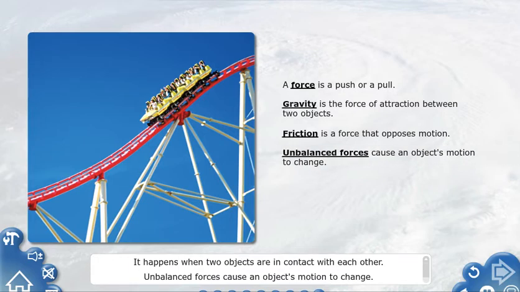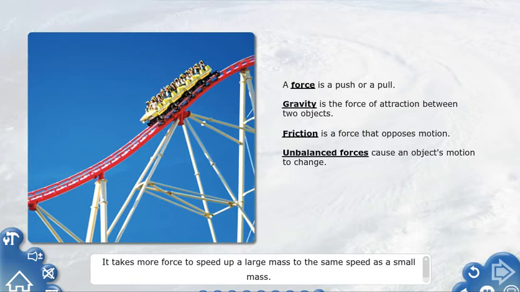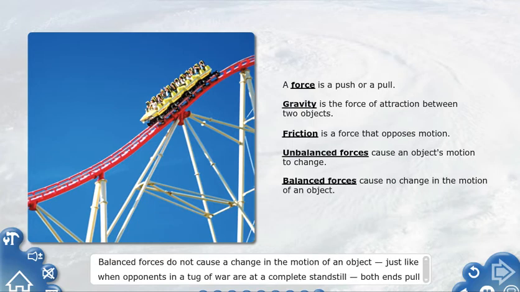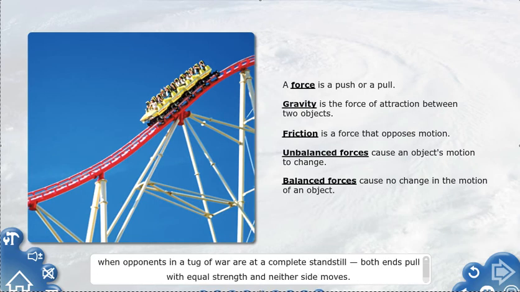Unbalanced forces cause an object's motion to change. The greater the force, the faster the object speeds up. It takes more force to speed up a large mass to the same speed as a small mass. Balanced forces do not cause a change in the motion of an object, just like when opponents in a tug-of-war are at a complete standstill. Both ends pull with equal strength and neither side moves.